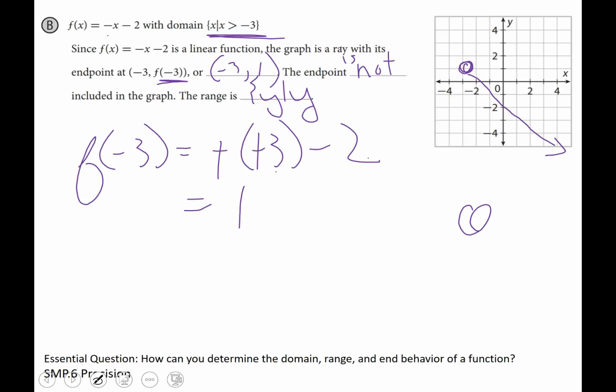So if I think about the y values, the range, it starts here at that y value, which is 1. And it goes everything less than that, right? So y is less than 1. And here's that 1 that popped out again.